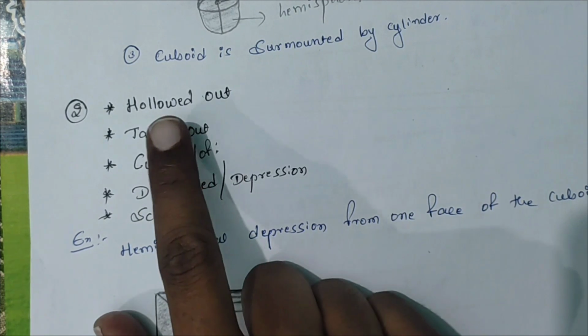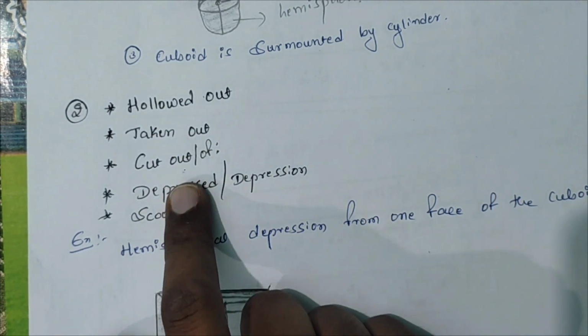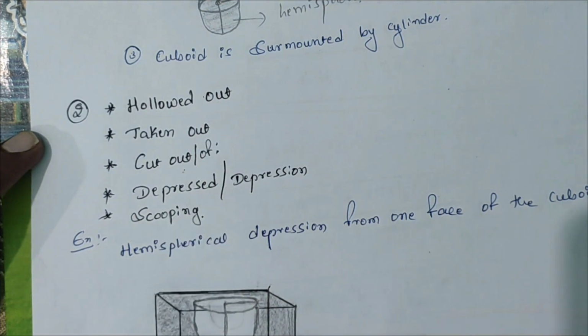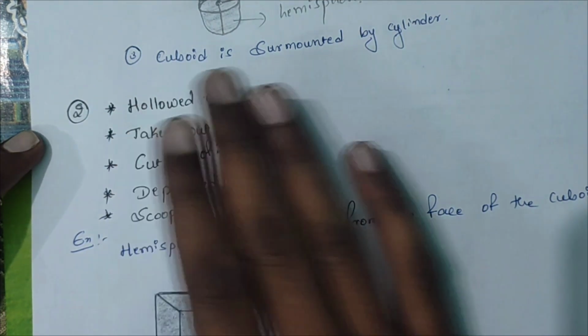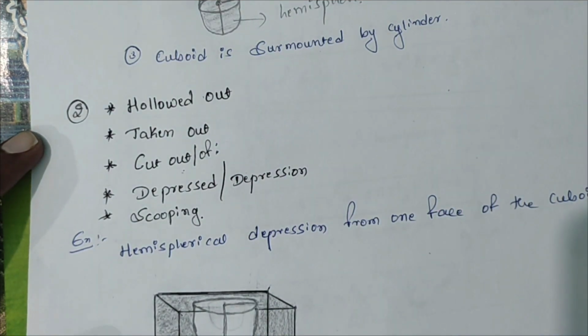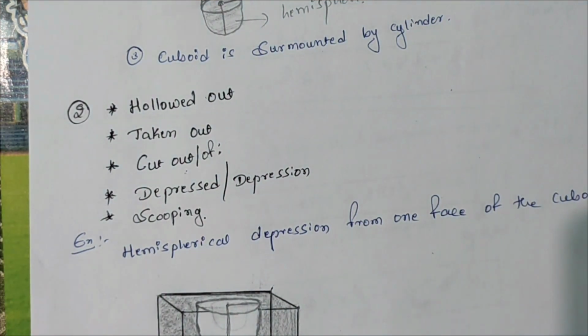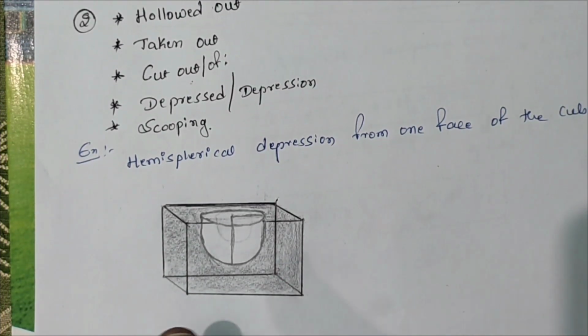Now the second one: hollowed out, taken out, take off, depression, depressed, scooping. All these give the same meaning. That means one object is taken out or eliminated from another solid.